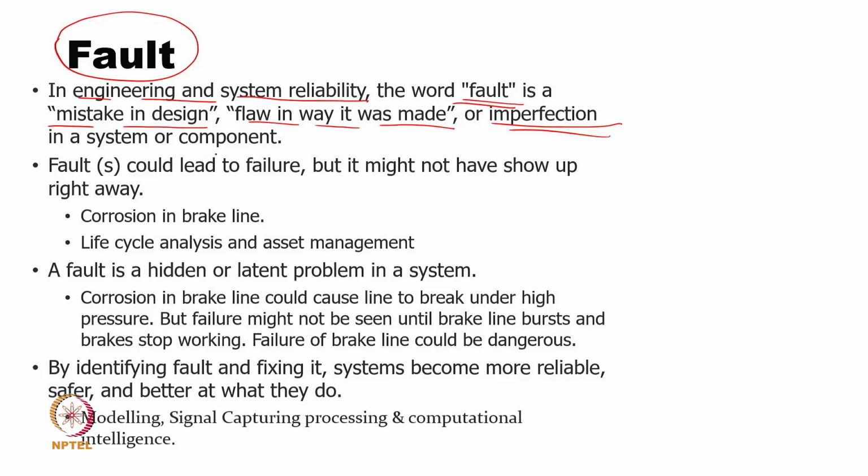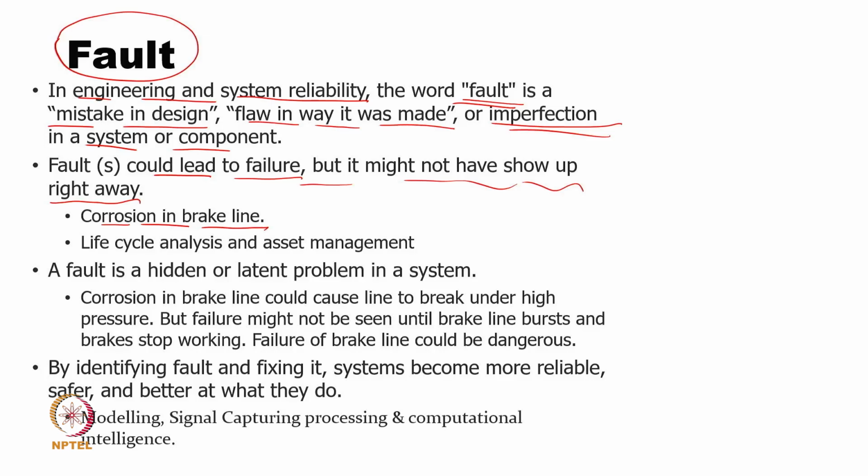So, any imperfection is also important in that case. Coming to the imperfection point, or flaw or mistake, we need to treat this as a fault. Faults could lead to failure, but as I mentioned, it will not show up immediately; maybe after a month, maybe after some duration it will come. I am taking one example: corrosion in the brake line. The corrosion often happens because brake lines are open to the environment, and corrosion will occur there.